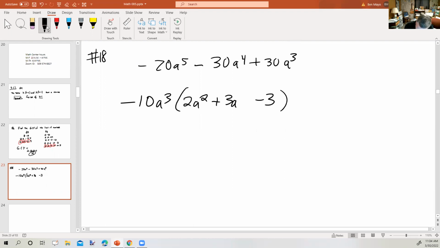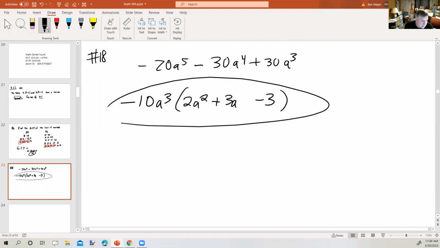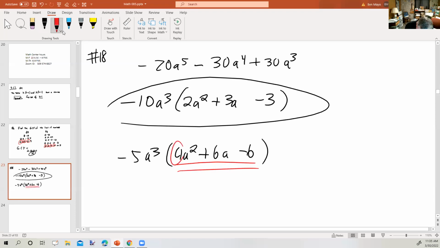Now, that's the correct answer. The student that asked about this is what you had for your answer. If you'll notice, looking inside the parentheses, all of these coefficients are even, which means you could have taken out an additional 2. So that was the issue there. Okay, 27 coming up.